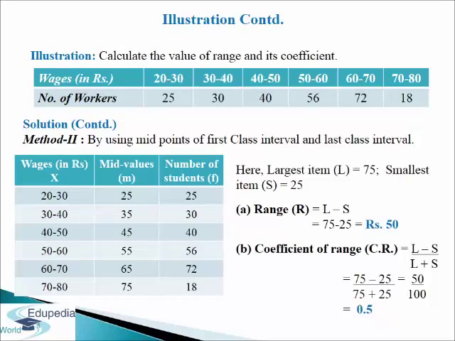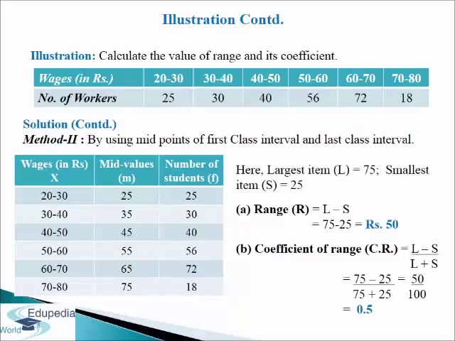After getting the mid values, the mid value of the first class interval is 25. So it's the smallest value. And the mid value of the last class interval is 75. So it's the largest value. So first we'll calculate range. Range is equal to L minus S. Here L is 75 and S is 25. So we will deduct 25 from 75. We will get rupees 50 as range.